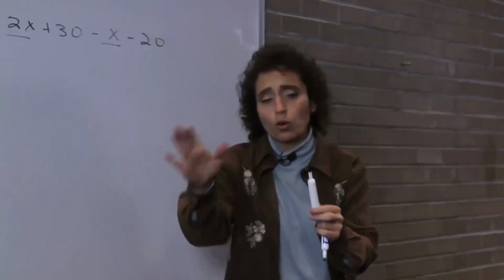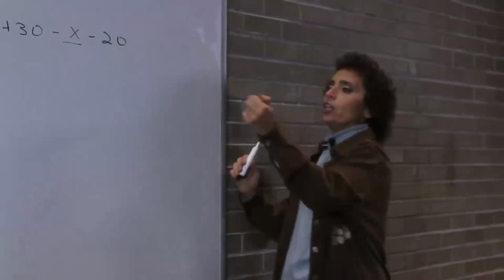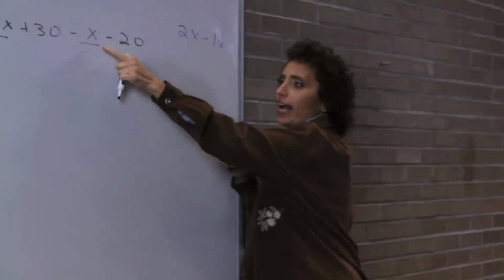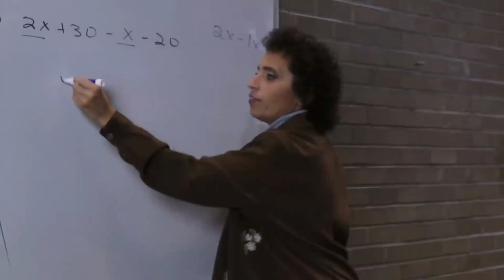There are no sides like there were in equation solving. I don't want you to get used to moving things. I'm afraid you're going to change signs. So I have 2x minus 1x. I can write that x as 1x. So I have 2 x's, I owe you 1x, so I have x.